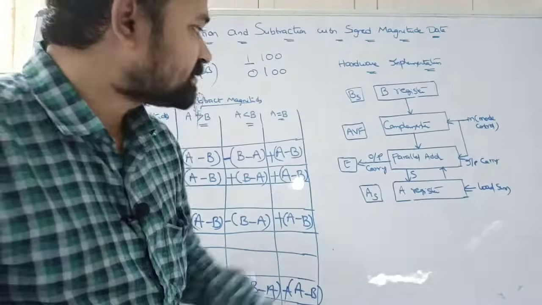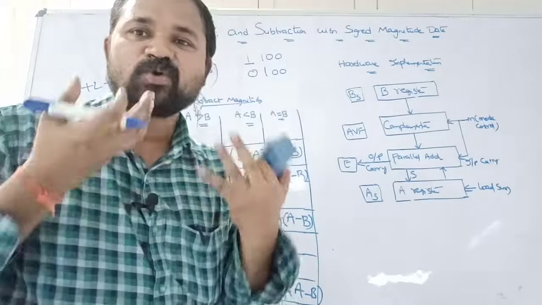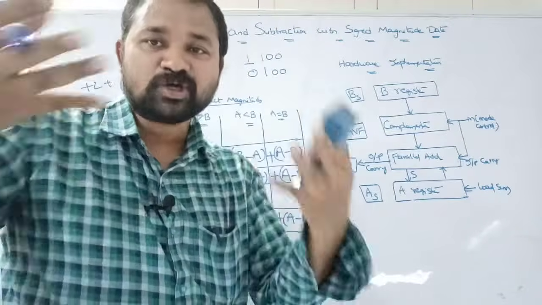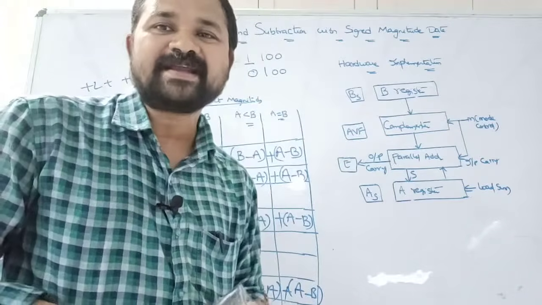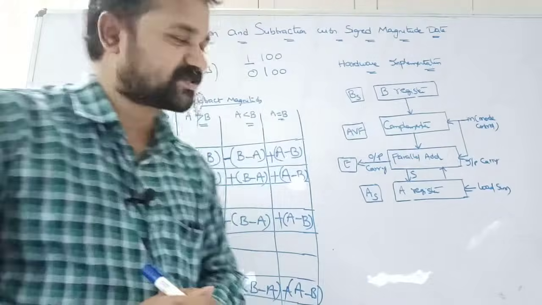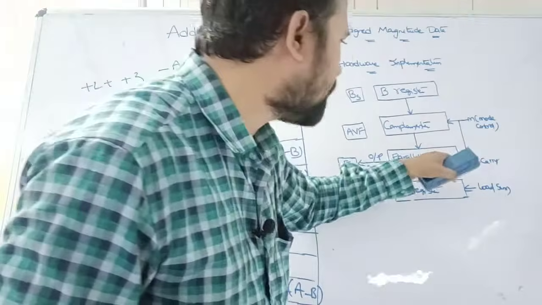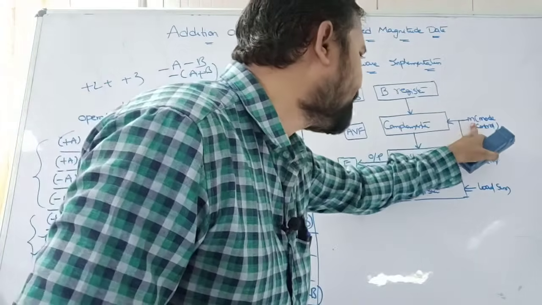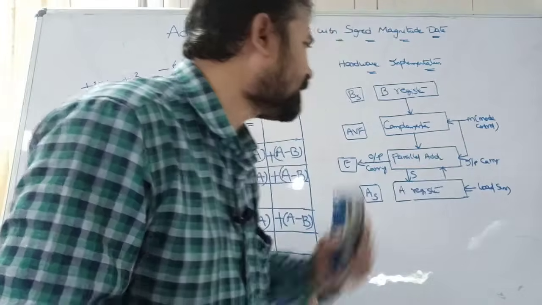Next, here we are using a parallel adder. We know the advantage of the parallel adder. By using a parallel adder, we can add two binary numbers. A parallel adder is a collection of full adders. Here we have to supply a mode bit. M means mode bit. We have to supply a mode bit as input to the parallel adder.